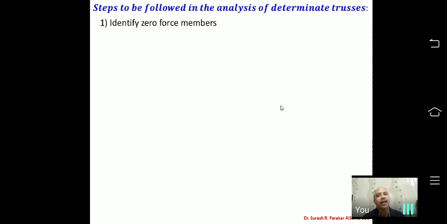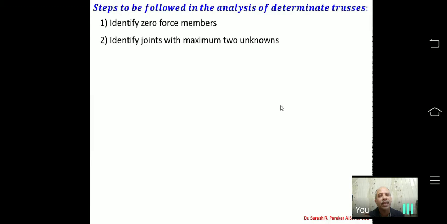Now first we have to identify zero force members. Then second step, we have to identify a joint with maximum two unknowns. Why are we saying two unknowns? Because when we consider a joint separately, then that will act as a concurrent force system, and for a concurrent force system we have only two equations of equilibrium. One is summation Fx equals 0, and another is summation Fy equals 0. So we have to consider the joint with maximum two unknowns only.